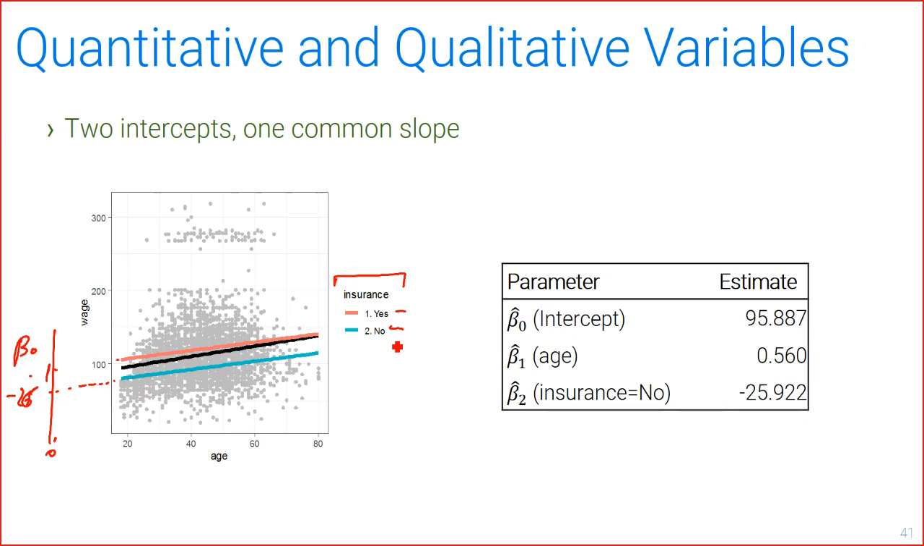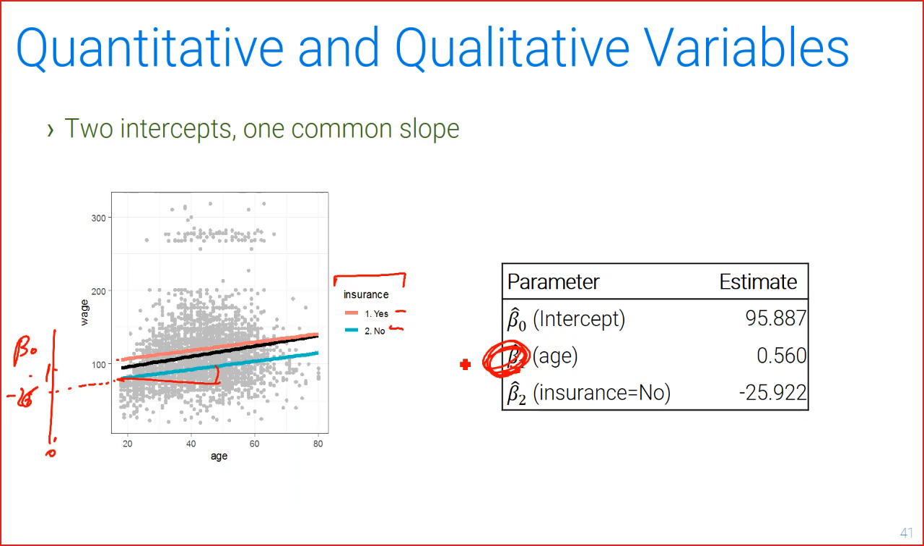And we have one common slope. The age slope, beta 1, is 0.56. So this is measuring the slope of the two lines. And if you see here, comparing to the black line that we had earlier in this simple model, what we have is essentially now two lines that are parallel. They are parallel because we have only one coefficient for the slope.